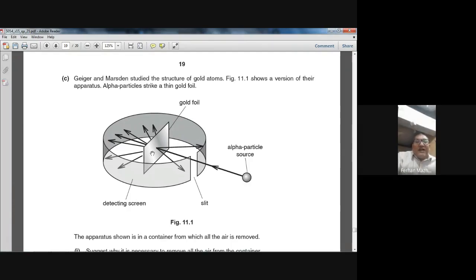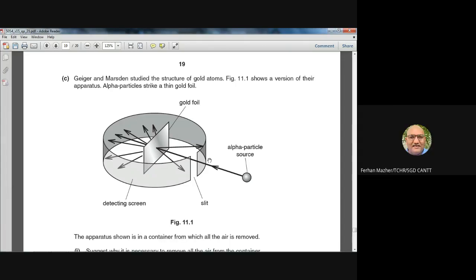Most of the alpha particles passed straight, undeflected. Some of the alpha particles were deflected at larger angles, and very few alpha particles bounced back. You see, 3 things happened. Most of the alpha particles went straight through the gold foil as if there is nothing in their path.